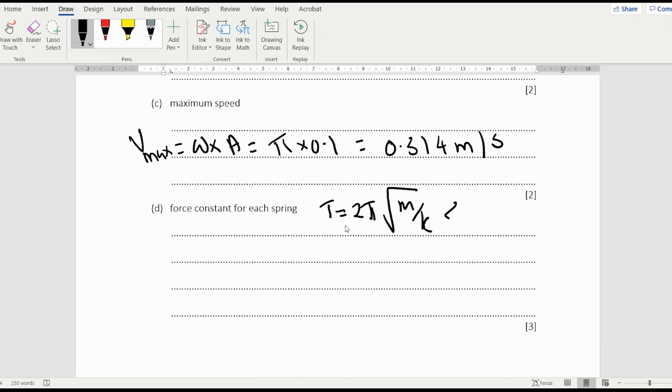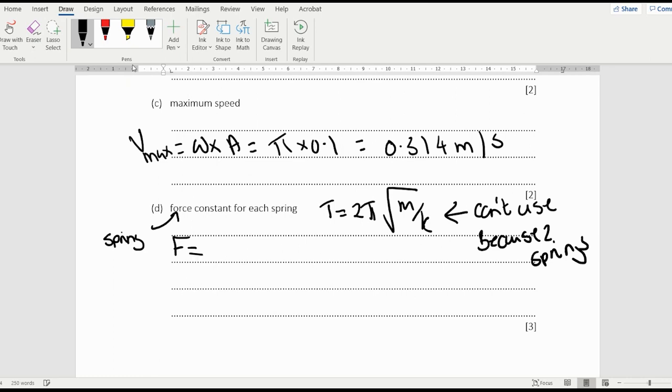Okay, so let me just put this down here. So you can't use it, because there are 2 springs. And that can throw a few students. They'll do this and they'll get an answer that's actually going to be double what they think it is. So this is force constant. It's another term for spring constant that you sometimes see. You do know the spring constant again, it's force equals kx.